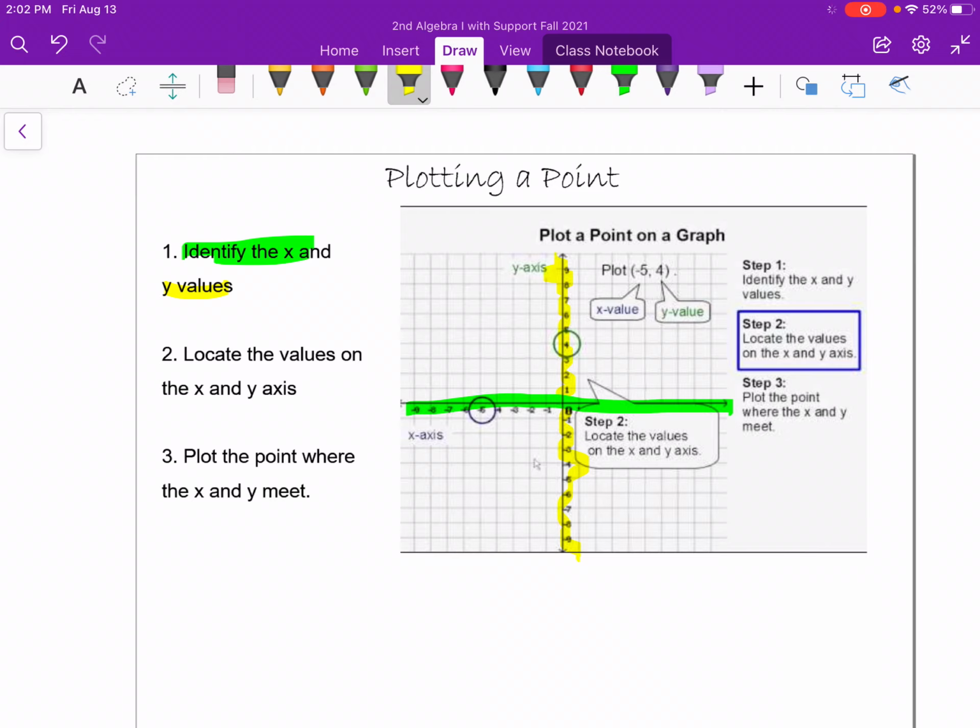and y meet. So for example, if you had to plot -5, 4, this -5, that's my x value, so that's here, and then my 4, that's here. So where they intersect would be right here. So that's the point, -5, 4.